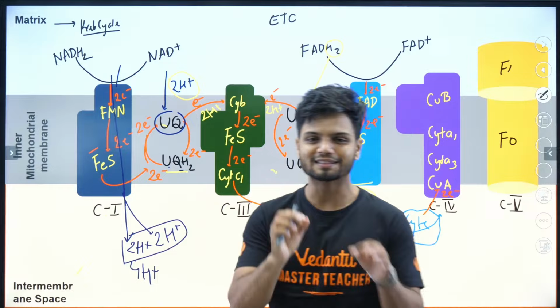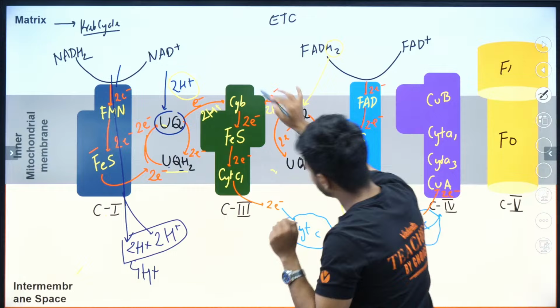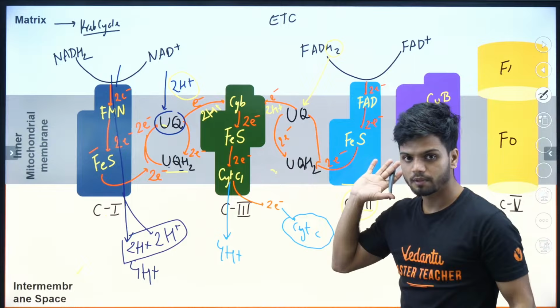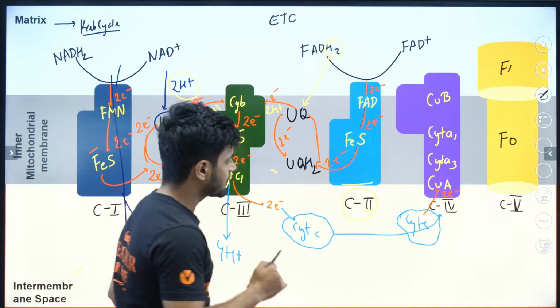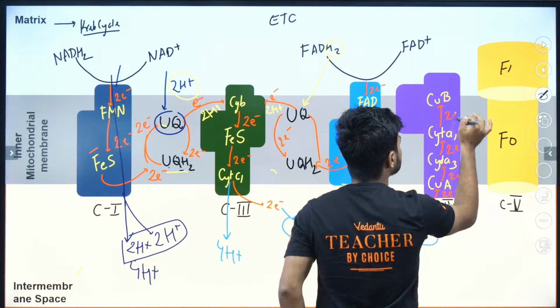Now students, I want all of you to understand one more thing. 2H+. Intermembrane space, 4H+ is sent here again. 4H+ is sent into your intermembrane space. Here also 4H+ is sent to your intermembrane space. Now where are the electrons? Electrons are here. Now these electrons are sent to your different copper centers.